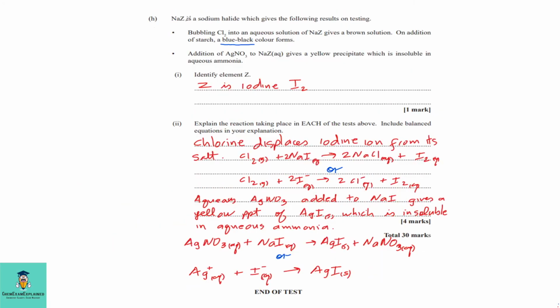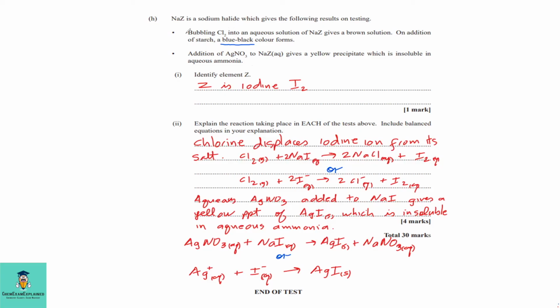Part H. NaZ is a sodium halide which gives the following results on testing. Let's look at the first observation. Bubbling chlorine into an aqueous solution of NaZ gives a brown solution. On addition of starch, a blue-black color forms. The other observation is addition of silver nitrate to NaZ gives a yellow precipitate which is insoluble in aqueous ammonia. Part I. Identify element Z.